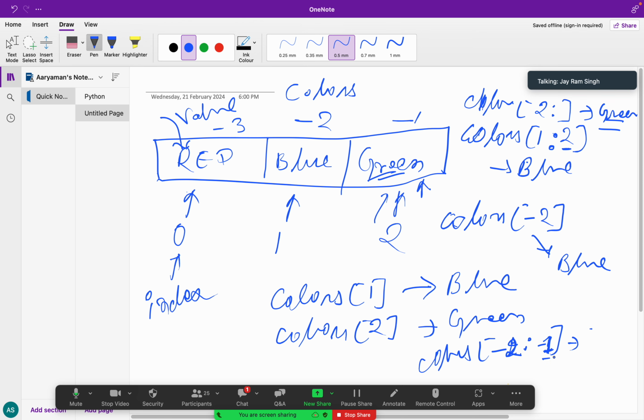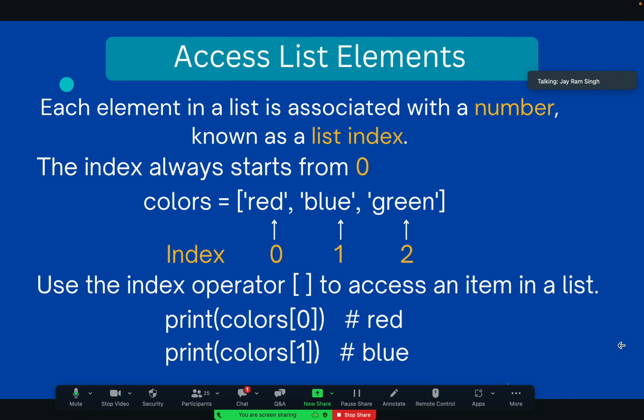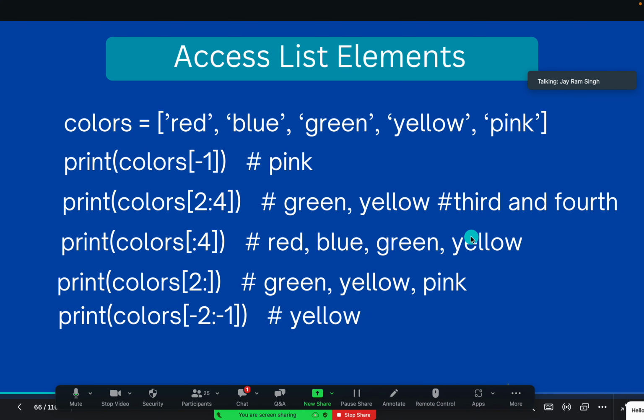So whenever writing this one, it is ignored and it will only print this one. So if this is -1, this is -2, this will only come. So it will print just blue. So this is how you can access the list elements, and this is how the index is created. So we have covered this one. This is the complete exercise we are doing.